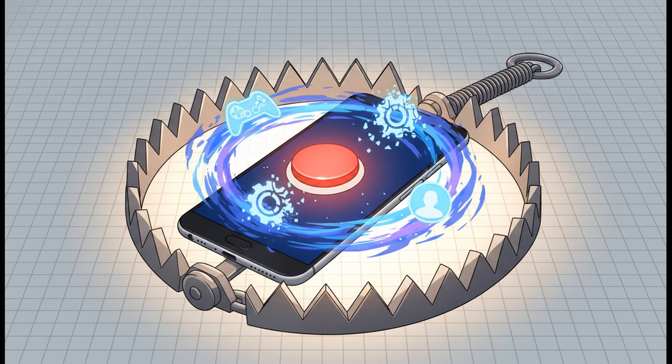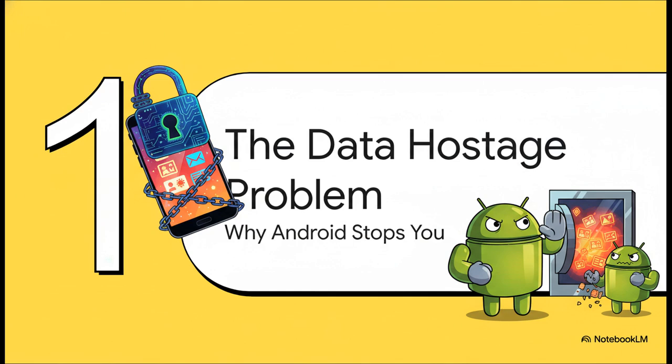And there is. So why can't you just install an older version right over a new one? I mean, it seems like it should work. Well, it turns out your phone is basically holding your data hostage, but for a really good reason. Let's dig into the why behind this whole problem.